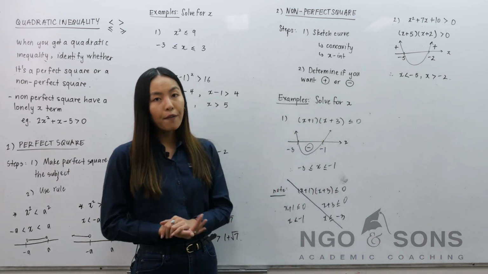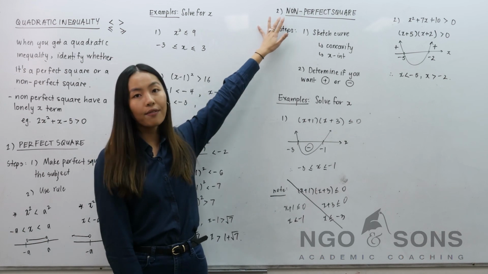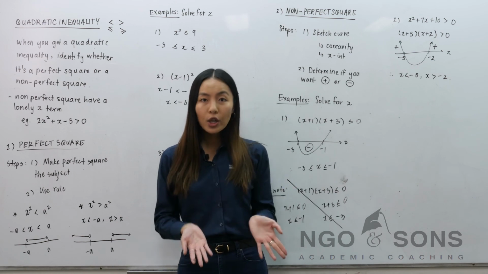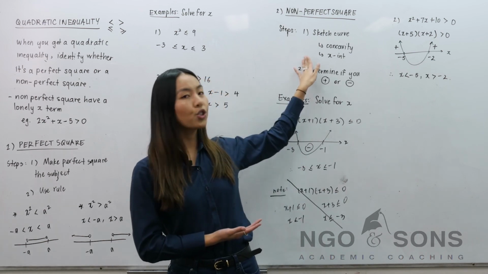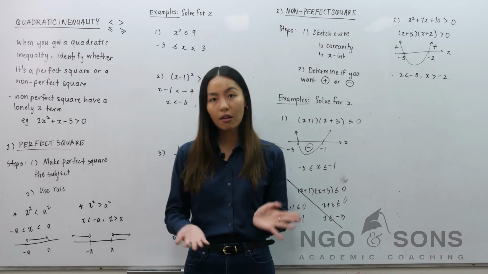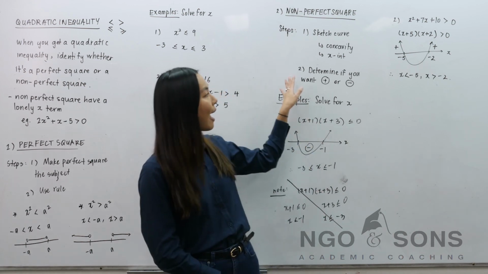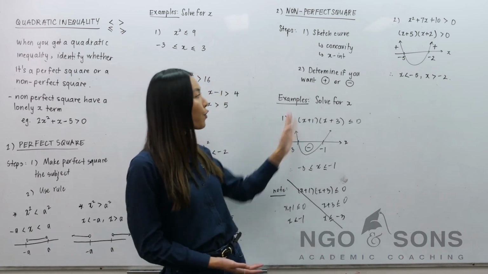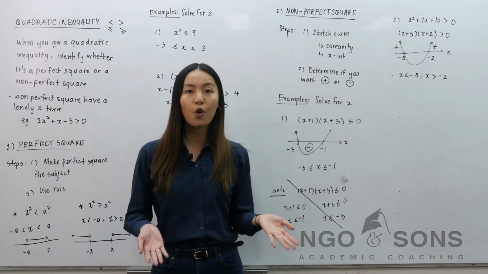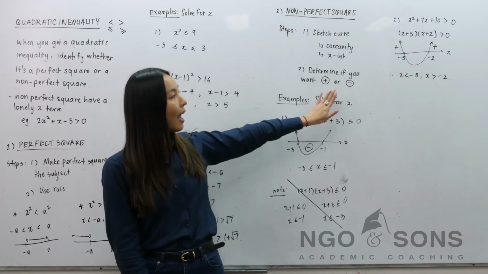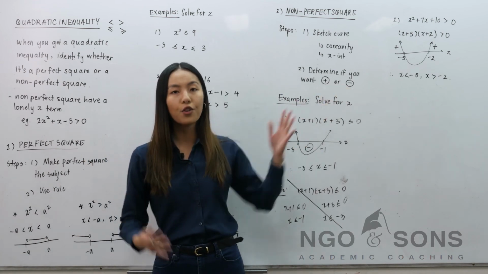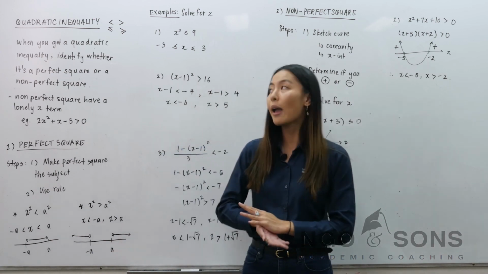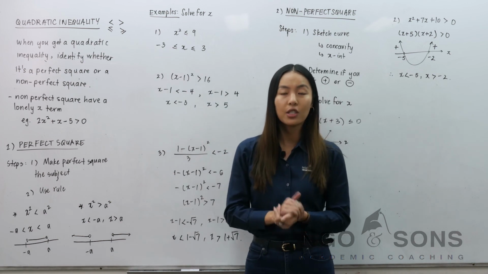Now, if you don't have a perfect square quadratic inequality, what you will have instead is a non-perfect square quadratic inequality. For those questions, you will also have two steps. The first step is to sketch your curve by looking for the concavity and the x-intercepts. The second step is to look at that diagram and determine when you want it. If you want it when it is positive, you're looking for when it is above the x-axis. If you're looking for when it is negative, you check when it is below the x-axis. Those are the two types of quadratic inequality questions you might be asked.